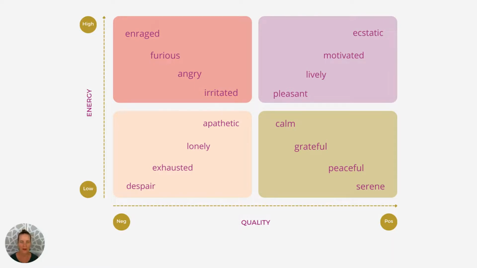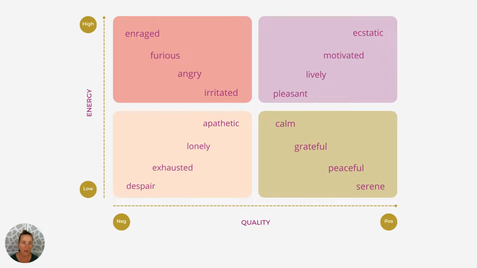Again, this is the mood meter, and it can be helpful because what this does is shows you from low to high energy, and then it shows you the quality from negative to positive. Now, again, all emotions are valid, but for the sake of this representation, we're going to talk about negative and positive. So let's look at this for a minute.